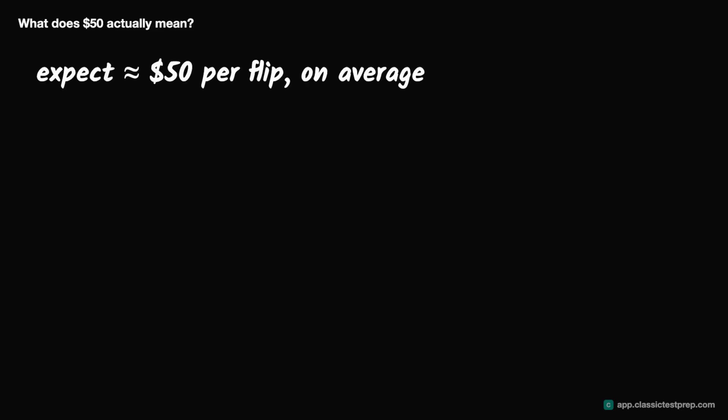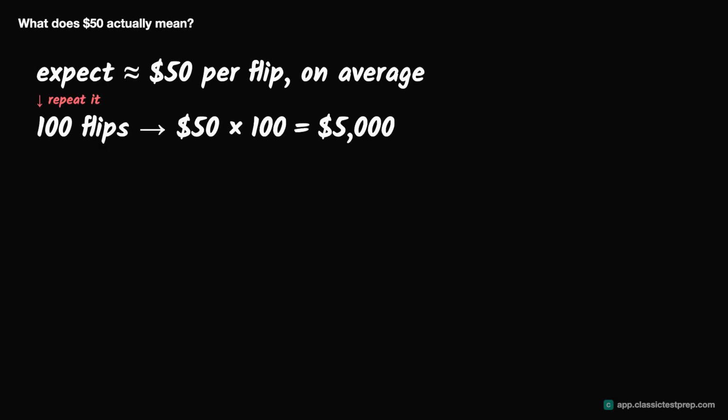So what does that mean? For every time I flip the coin, I expect to gain, on average, $50. If I flipped that coin 100 times, I would expect to get $50 times 100, because I'm flipping the coin 100 times. So the expected value of flipping the coin once is $50. If I do it 100 times, it's $50 times 100, which is $5,000.